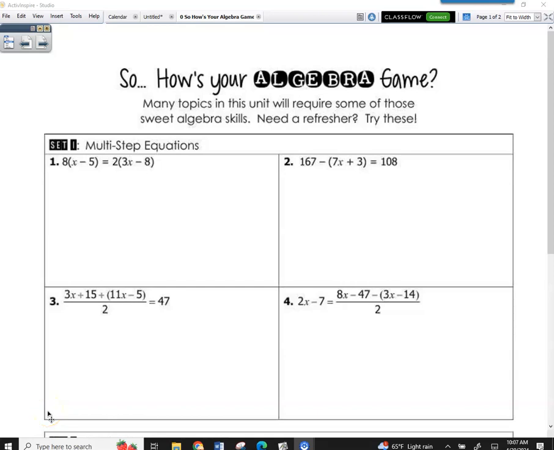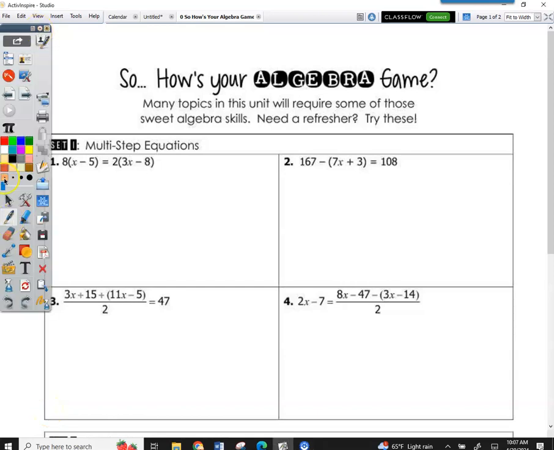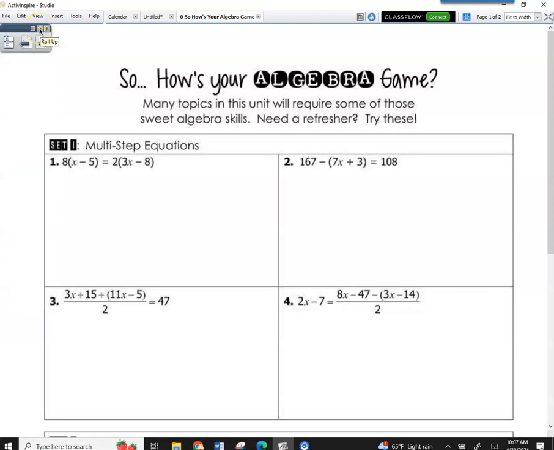Okay, we're going to call this page 68. Let's see. 67 would be that sheet from yesterday when I was out. If you did not turn that in, by the way, you need to finish it and turn it in because it is going to be a practice grade.